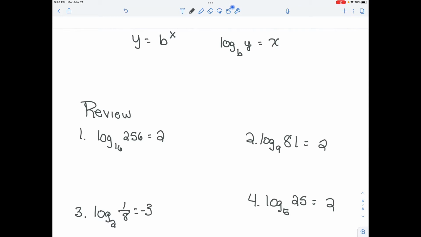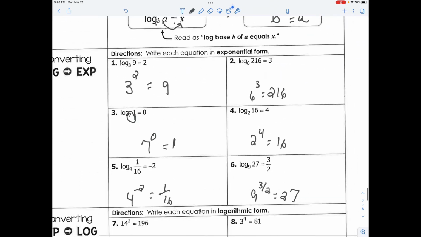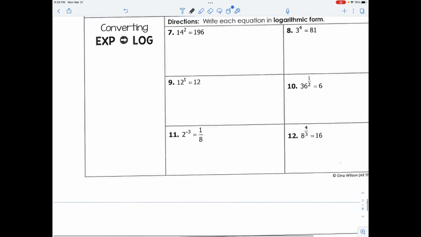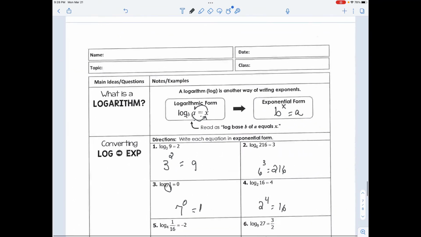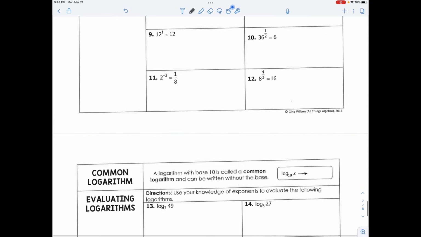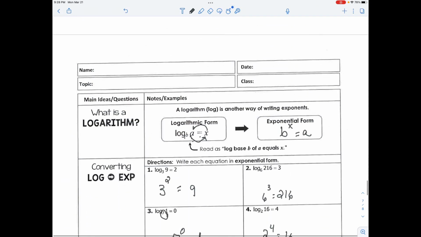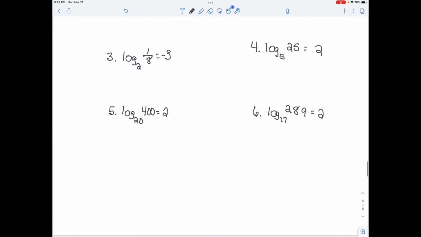So in this video, we're going to continue the work we started yesterday in our notes packet. Right now we're on a page of our note package, the page that looks like this. It's the page that we're on in the note packet. I just want to start by reviewing what we learned yesterday.